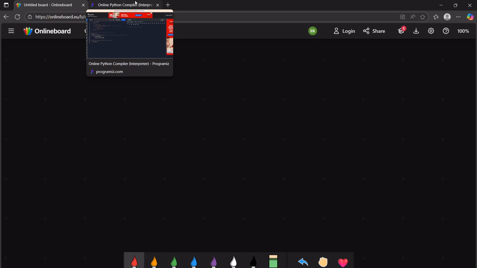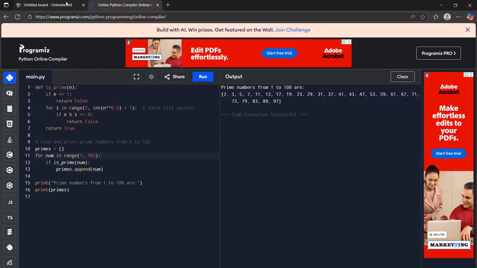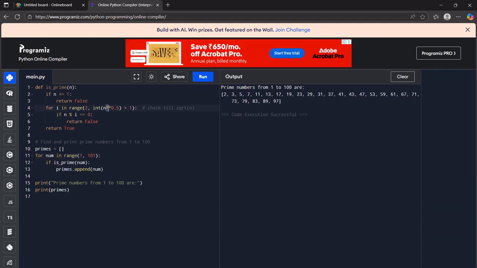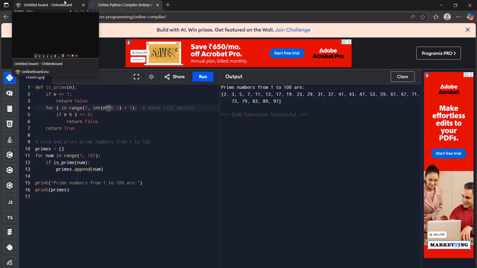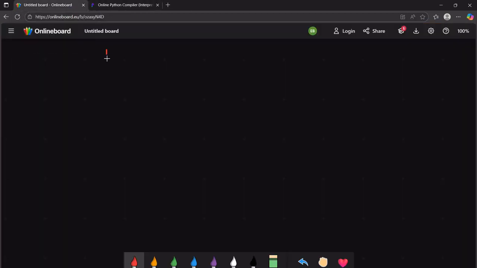What is a prime number? A prime number is a number which is divisible by 1 and itself. Here, double star means the exponential operator in Python. Here we have a range of 2 to, let's consider the number 100 as an example. The square root of 100 is 10.